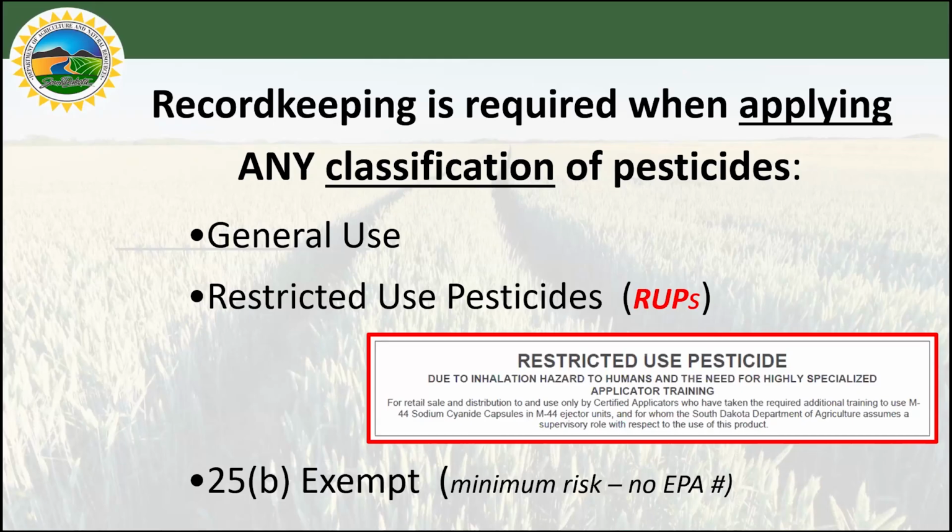The third type of pesticide is the 25B exempt. It's a newer classification. EPA calls them minimum risk, and they don't register them through the EPA like the other two types are registered through the Environmental Protection Agency. 25B exempt are not. However, South Dakota and several other states do require these minimum risk pesticides to be registered through the state, and therefore if you do use any of those, you do need to keep records on their application.